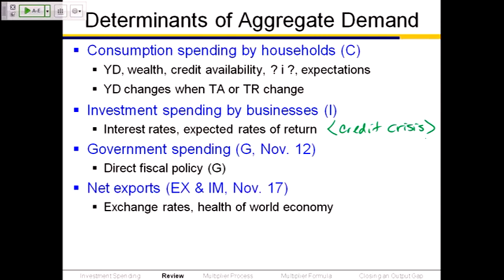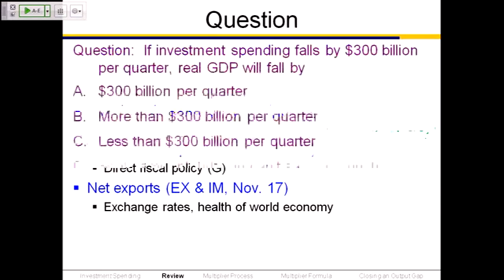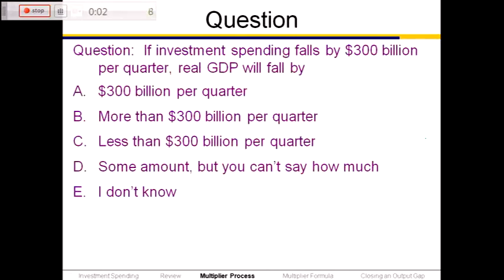All right, clicker question. This one I think we'll get 100% on. I hope. If investment spending falls by $300 billion per quarter, real GDP will fall by, yes, you've seen this before, A, $300 billion per quarter, B, more than $300 billion per quarter, C, less than $300 billion per quarter, D, some amount that you can't say how much, E, I don't know. A, B, C, D, or E. 3 seconds. I know, you've seen this one. 1, 2, 3. There we go. Ow! How could that be? 92%. What's happening with the other 8%?